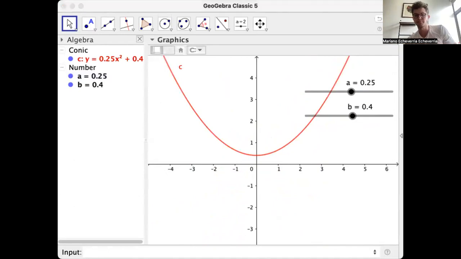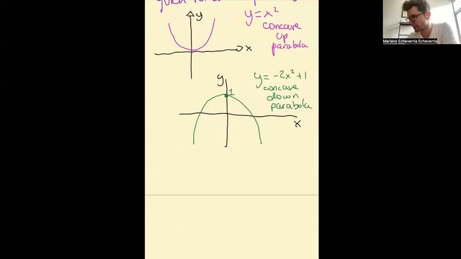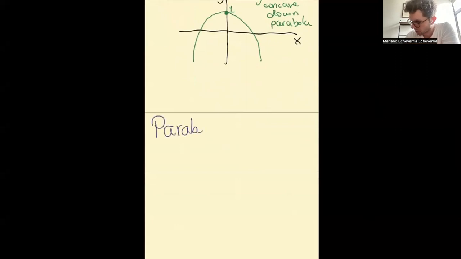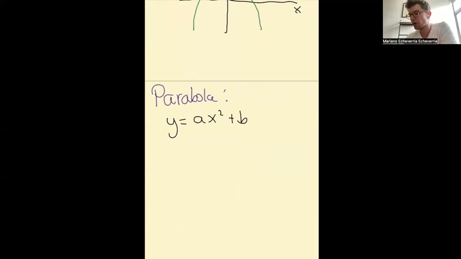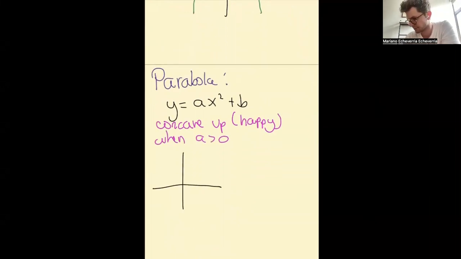Okay, so let me write that down. If you have a parabola like y equals ax squared plus b, these are called concave up when a is positive, and they look literally like a smiley face. So they look something like this.